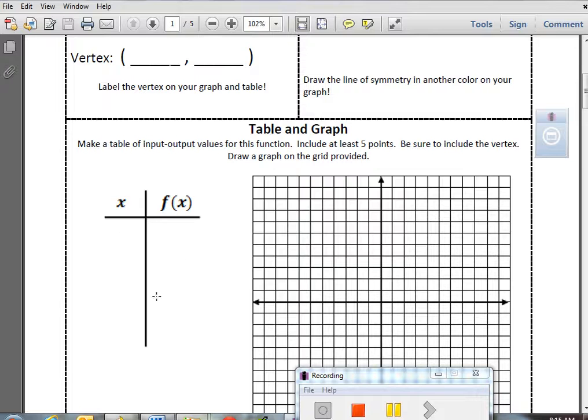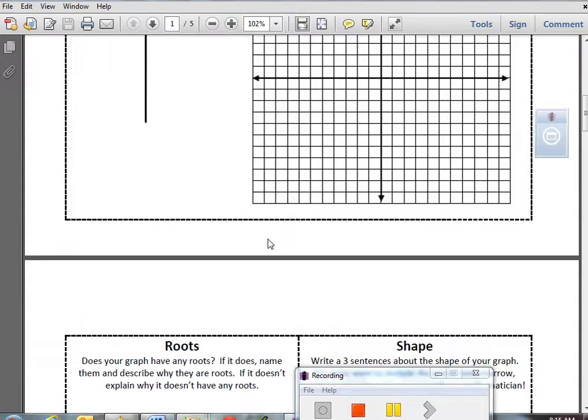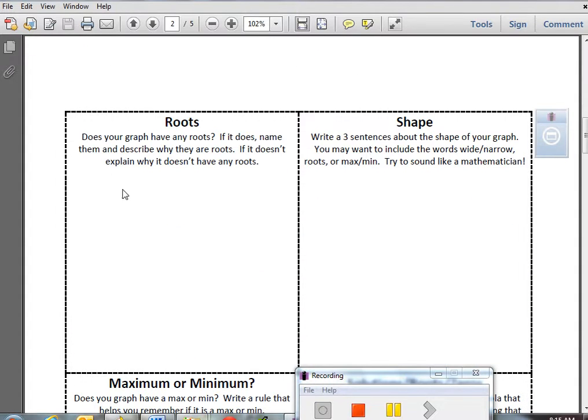Then don't copy your table from your computer part. You do your table like we learned to do. Put your vertex in the middle and do 2 points below and 2 points above, and then have a paper graph drawn. Talk about what your roots are. A root is a zero or a solution.